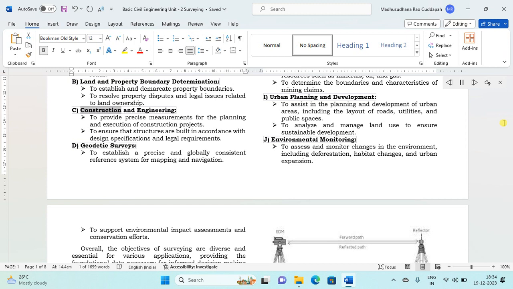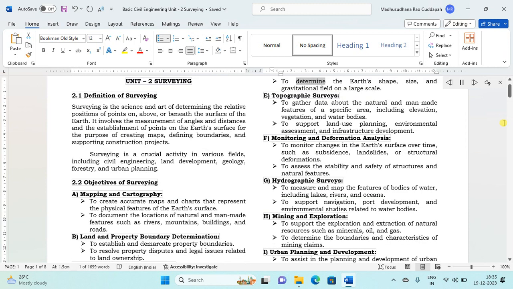C. Construction and engineering. To provide precise measurements for the planning and execution of construction projects. To ensure that structures are built in accordance with design specifications and legal requirements. D. Geodetic surveys. To establish a precise and globally consistent reference system for mapping and navigation. To determine the Earth's shape, size, and gravitational field on a large scale.